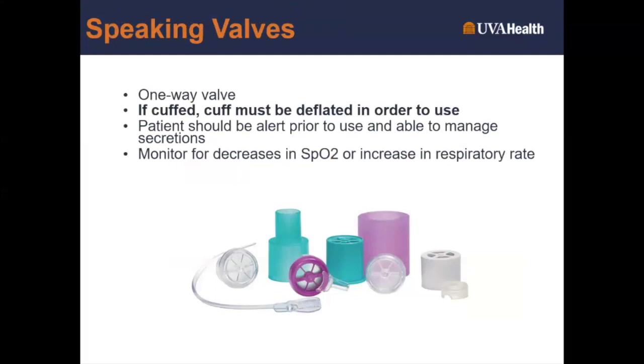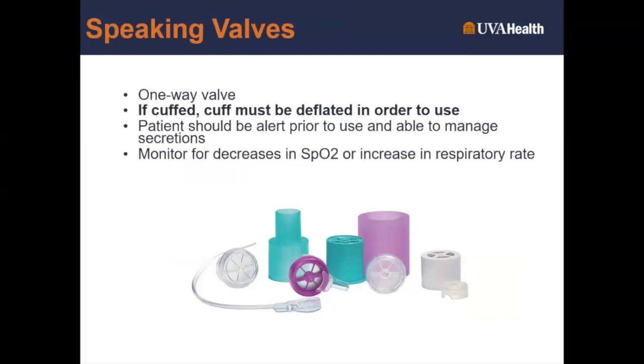Things that the patient should be able to do prior to placing a speaking valve: they should be alert. So if your patient is sleepy, they should not have their speaking valve on. And they should be able to manage their secretions, because secretion management gets a little bit more complicated if you have something blocking the trach itself. Monitor for decreases in SpO2 or an increase in respiratory rate.